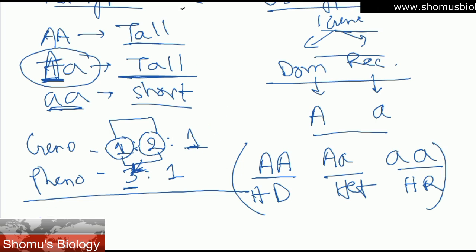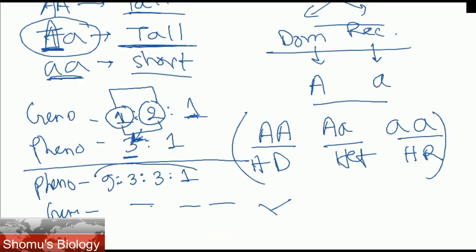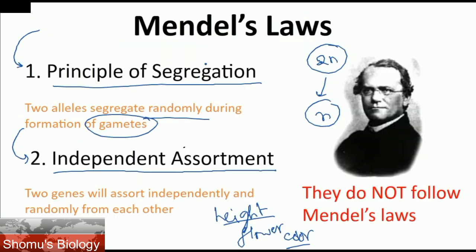Now for dihybrid cross, the phenotypic ratio is 9:3:3:1. The ratio for genotype is a huge ratio, you don't need to remember that. But remember this phenotypic ratio for dihybrid cross. And also remember the genotype and phenotype ratio of the monohybrid cross, because whenever we will be discussing the non-Mendelian part of the inheritance, we need to use these ratios. Okay, you need to be very clear about the ratios first.